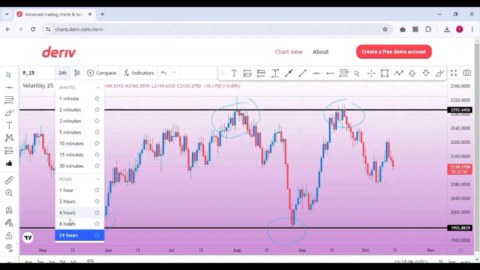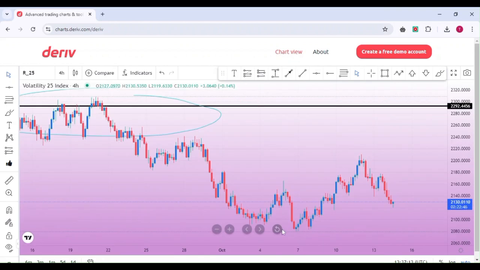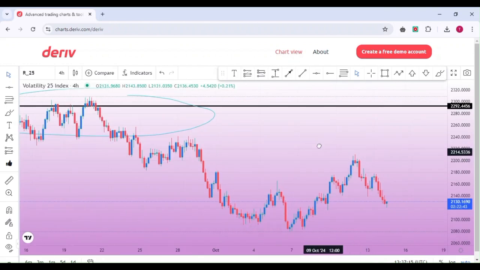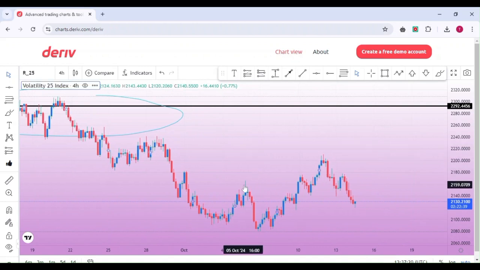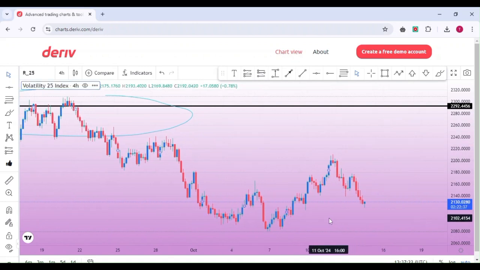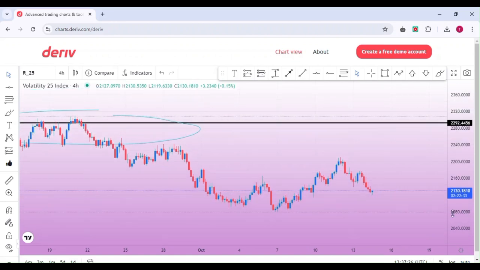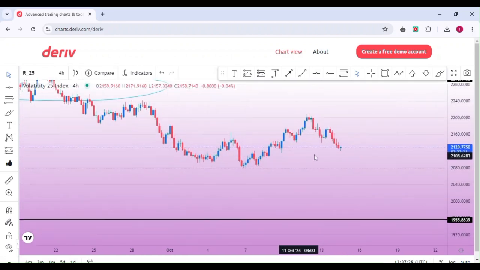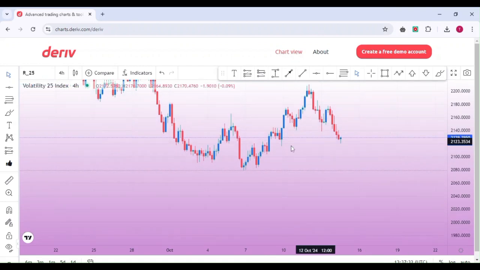So let me move to the 4 hours. Then in the 4 hours, you can see it touched that top zone, and then is trying to make a downtrend. For us, I just want to focus on this uptrend there, which is a very smart pullback on the upper side after creating a lower low, since generally the trend is in a downtrend. This one is what I want us to look at.